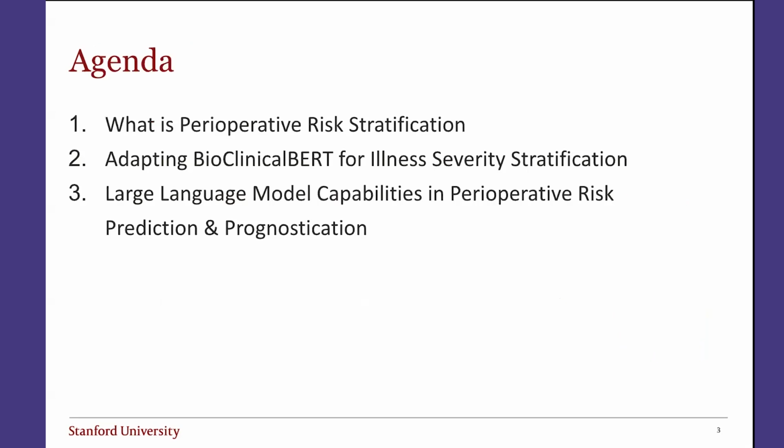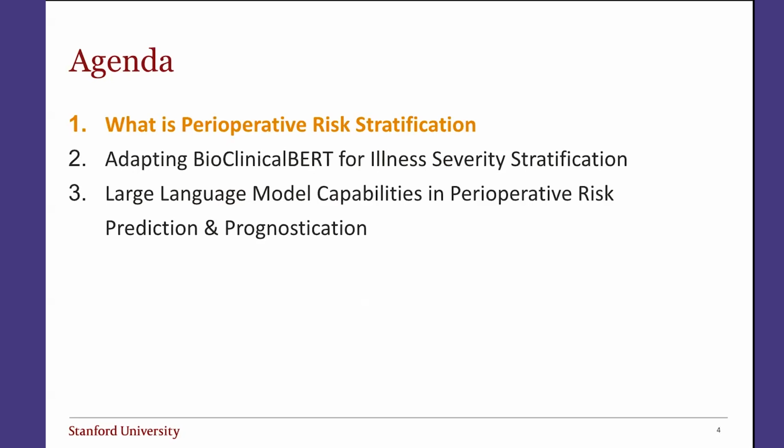Today I'm going to first cover what I mean by perioperative risk stratification, because this is very much a clinical thing that we do, and it's very specific to surgeries and procedures. I'll talk about existing methods used clinically and some of the shortcomings. Then I'll talk about some of the work I did using a model called BioClinical BERT to predict a patient's illness severity in order to risk stratify a population of patients. And then I will talk about some of the explorations where we've used large language models to do perioperative risk prediction.